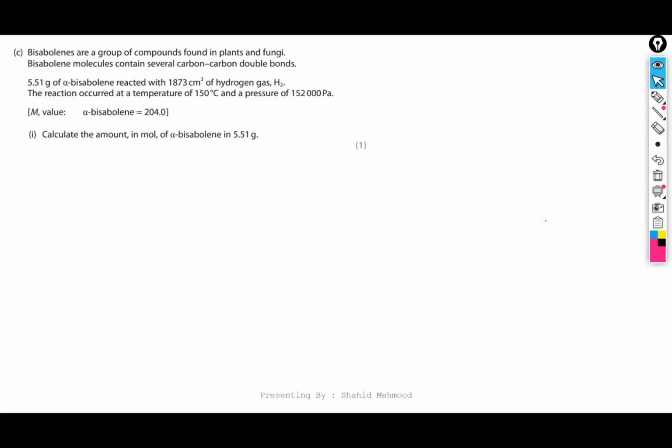Bisabolenes are a group of compounds found in plants and fungi. Bisabolene molecules contain several carbon-carbon double bonds. 5.51 gram of alpha bisabolene reacted with 1873 cm³ of hydrogen gas. The reaction occurred at a temperature of 150 degrees Celsius and a pressure of 152,000 Pascal. Molecular mass is given as 204. Calculate the amount in mole of alpha bisabolene in 5.51 gram.